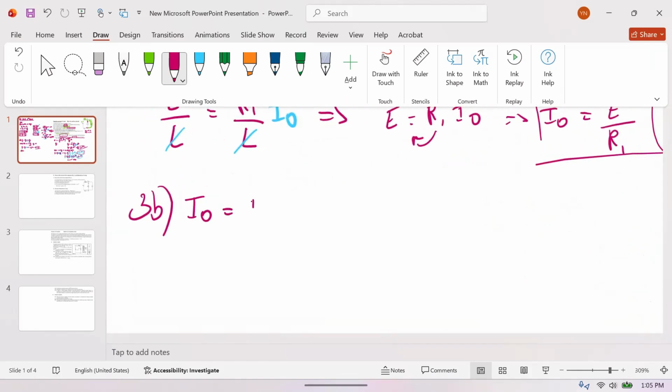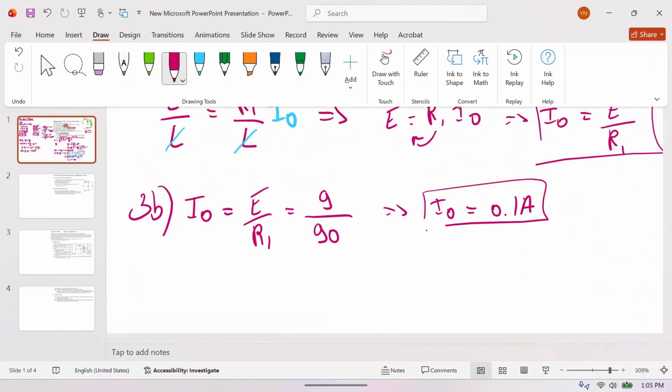So I0 equals E over R1, which is 9 volts over 90. So I0 is supposed to be 0.1 ampere. And that's a fine value.